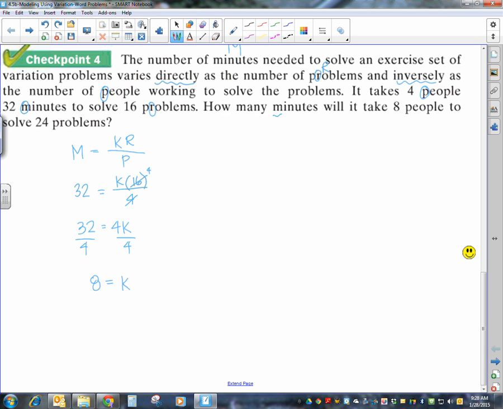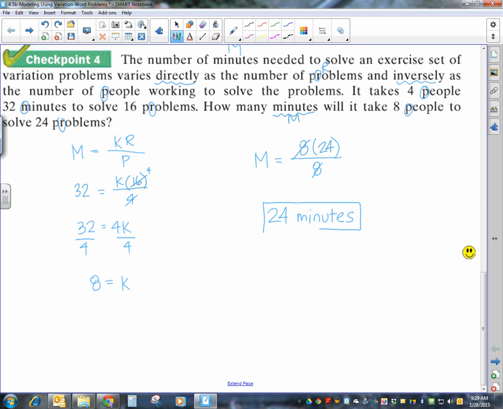So how many minutes? All right, that's my M that I'm looking for. So M, and I'm going to plug in for K is 8. R is problems, so I have 24 problems, and I have 8 people. So that's 8 people on the bottom, and my 8s will cancel, so that gives me an answer that it is 24, and M stands for minutes.